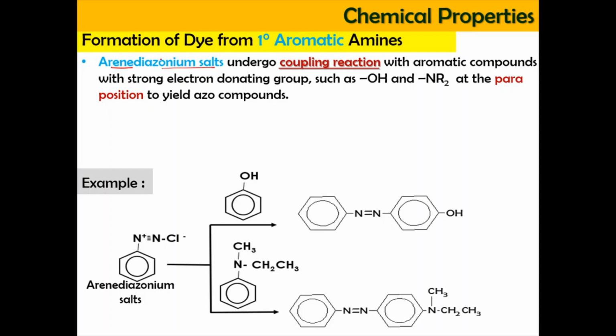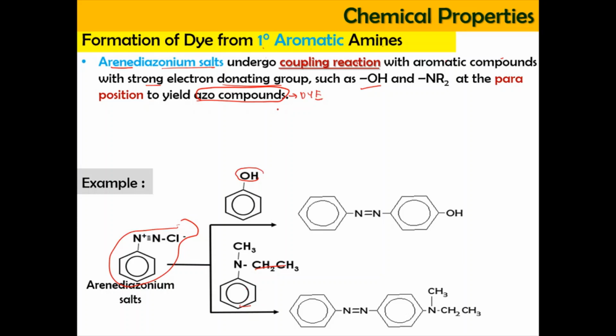Okay, so the primary aromatic amine, as I showed just now, which is the diazonium ion, is very stable. So it can undergo coupling reaction with the aromatic compound with a strong electron donating group, which is, for example, a benzene ring attached with OH or the benzene ring attached with NR2, which is below here. Okay, at the para position to yield azo compound. Okay, azo compound here refers to dye.